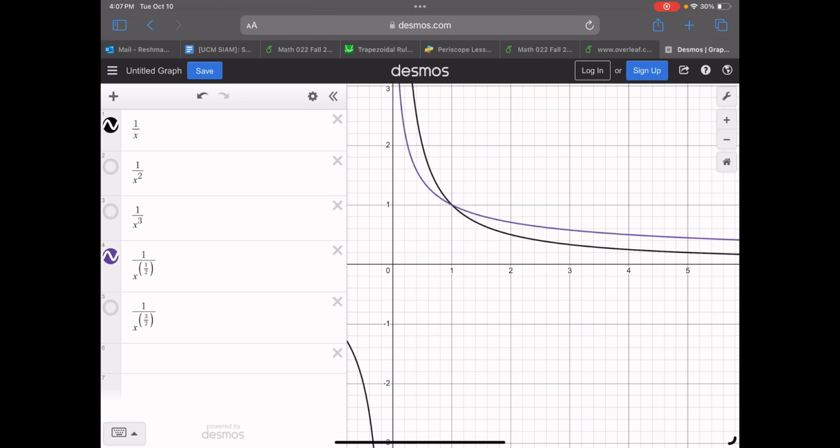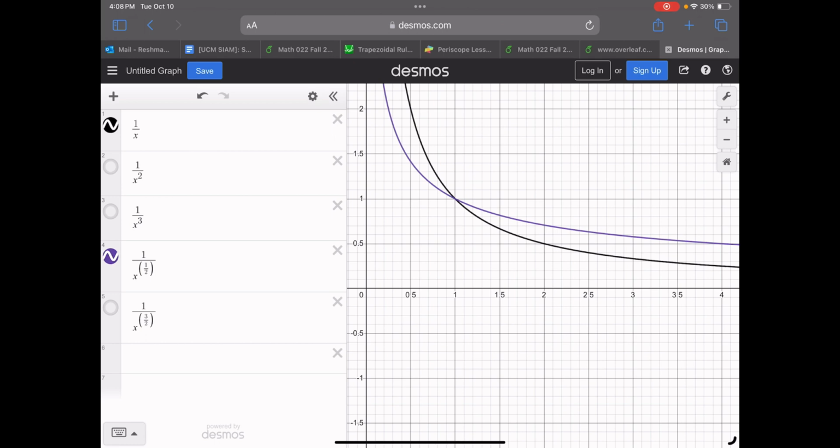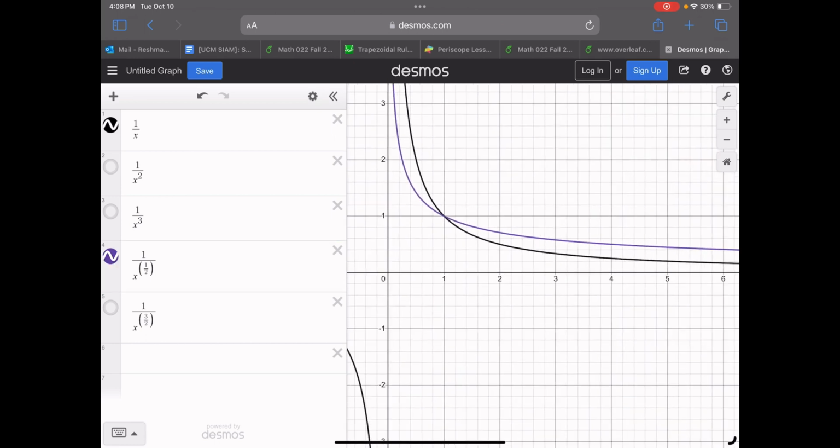So let's take a look at the function 1 over x to the power 1/2. So that's the purple graph here. And what you'll see with the purple graph, so let's again go to our favorite point 1. After the point 1, you see that the purple graph is on top, right? The purple graph is above the black graph.